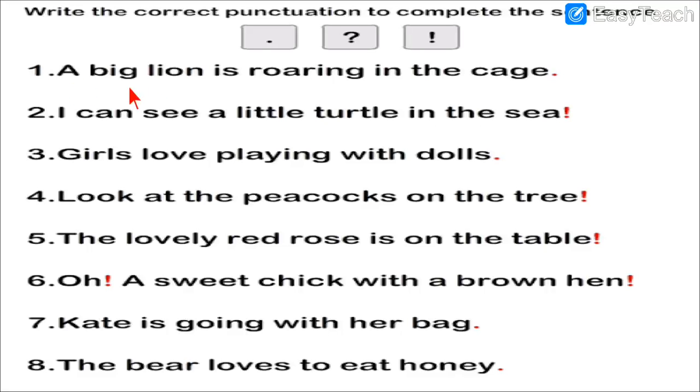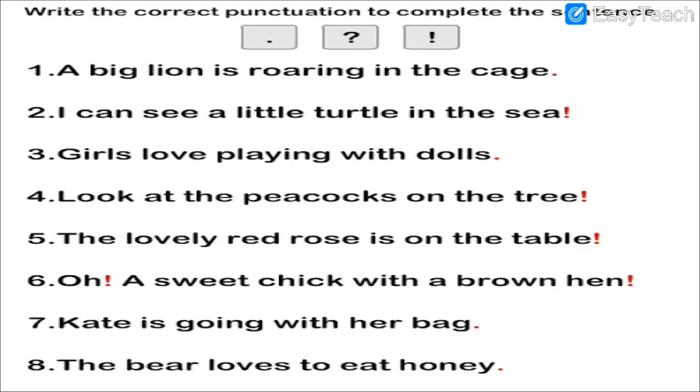First one, a big lion is roaring in the cage. See, a big lion is roaring in the cage. It is ending with a full stop. Why? Because it is not a question. There is no surprise. It is not exclamation. So it is just a simple statement giving information. So there is a full stop. So most of the sentences end with a full stop. When you ask a question, there must be a question mark. Otherwise, there is a full stop.